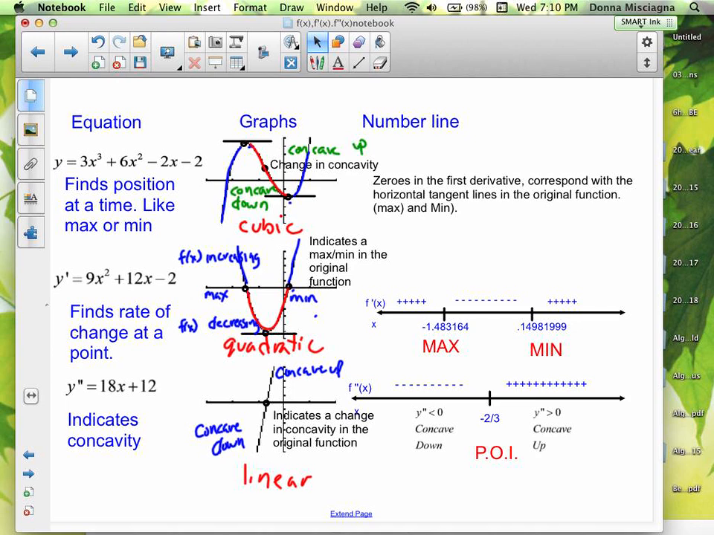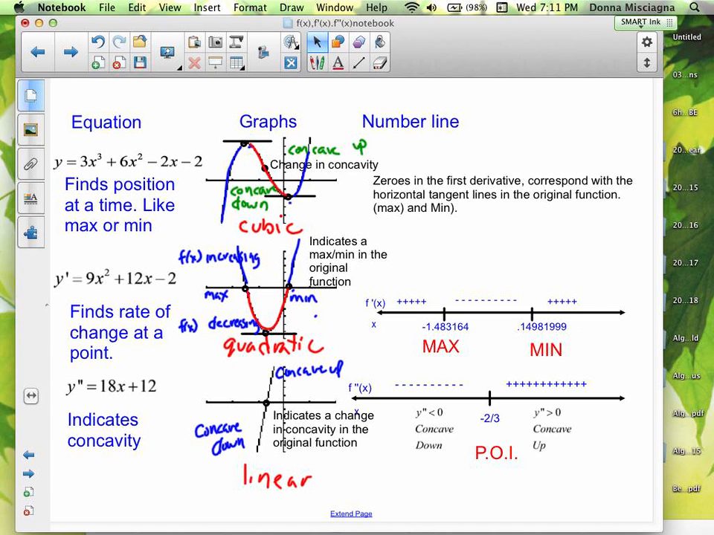Now let's look at the second derivative. If we take the derivative of 9x squared plus 12x minus 2, we get 18x plus 12. Your second derivative indicates concavity. You use your function to find position, to find y values, points on the function. You use your first derivative for rate of change and your second derivative for concavity.